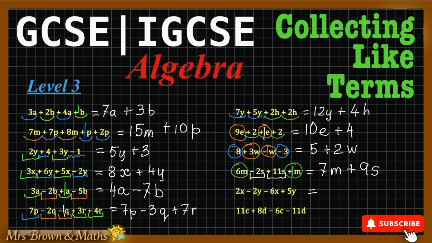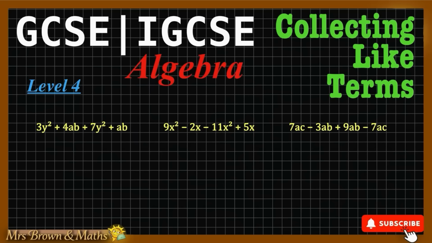Next question. 2x minus 2y minus 6x plus 5y. So like terms for x are 2x minus 6x, which is minus 4x. Y terms. Minus 2y plus 5y is 3y. Last question for level 3. 11c minus 6c give me 5c. 8d minus 11d give me minus 3d. So final answer is 5c minus 3d.